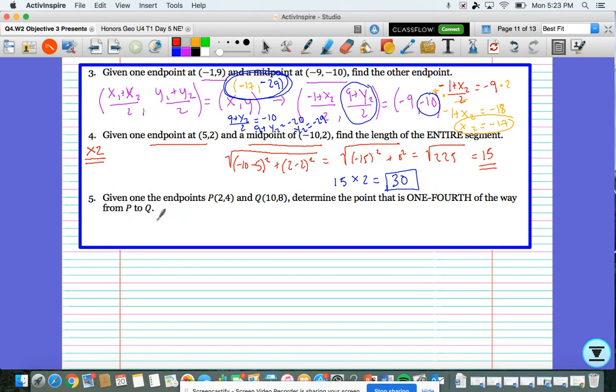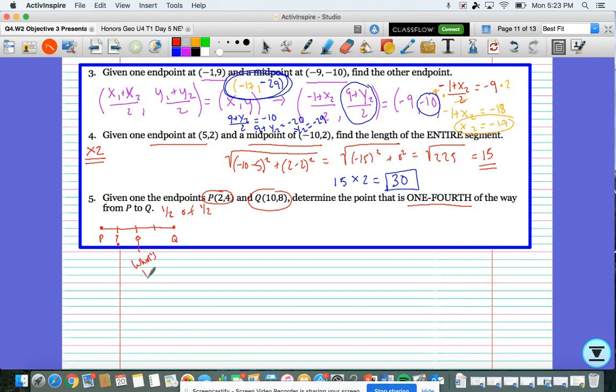Okay, a few more. So given one of the endpoints is P and one of the endpoints is Q, determine the point that's a quarter of the way, 1/4 of the way from P to Q. Right? So here, well, 1/4, I want to take a segment. So I've got P and Q. If I want to figure a fourth of it, I have to split this up into fourths. Right? So I want to know what is this point right here. You're going to do half of half. Right? So I need to start off and get this.